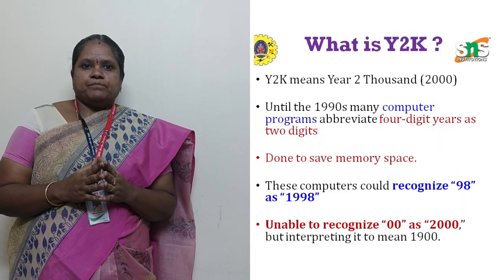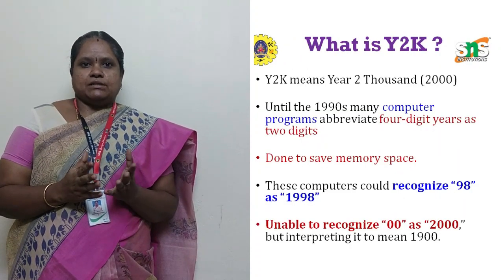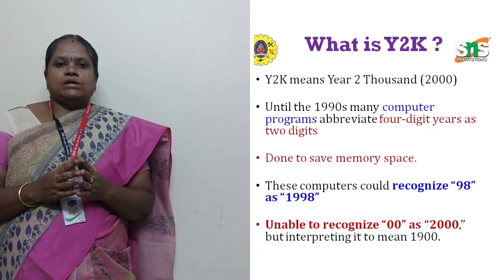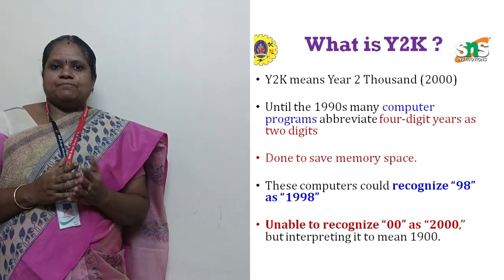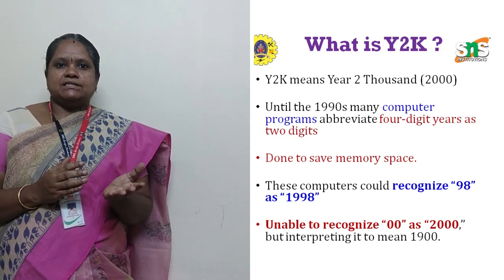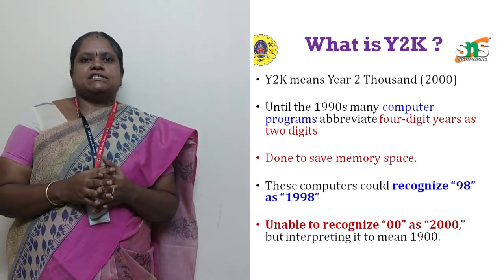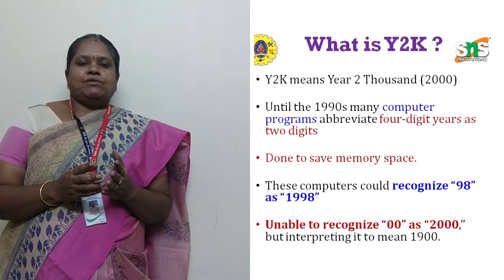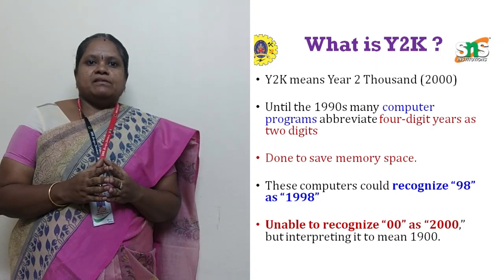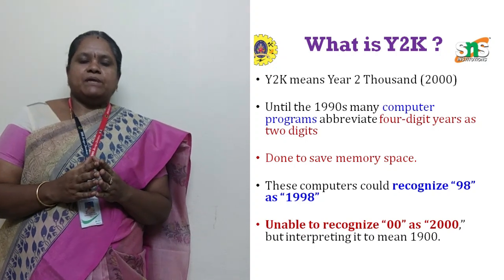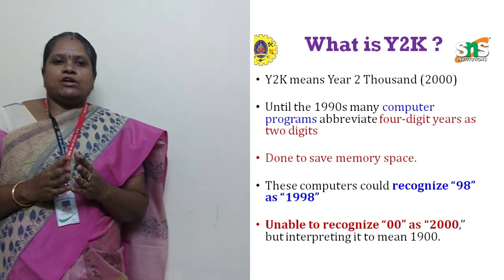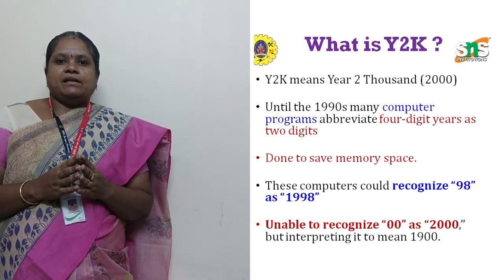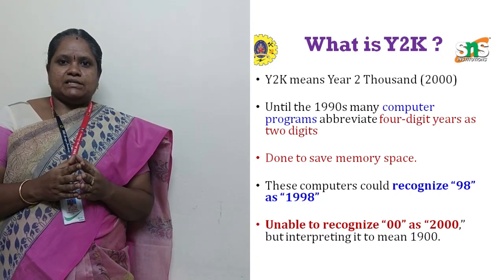What is Y2K? Y2K means year 2000. So Y means year, 2 and K denotes 1000. Before the 1990s, for the past 50 years, people were using 2 digits to mention the year, such as 1998 being mentioned as just 98. The programmers did this mainly to save memory. So the computer was not able to recognize whether 98 was 1998 or 2098.